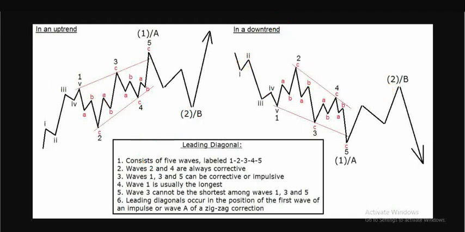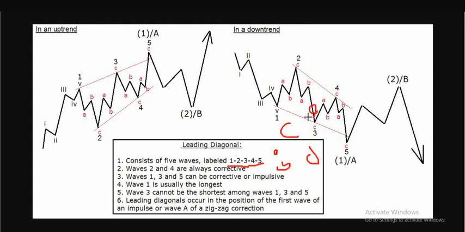Okay, so let me go ahead and explain all this from this leveling. I've made my research on this, and I've come up with these rules and guidelines for the leading diagonal. So number one, a leading diagonal consists of 5 waves, labeled 1, 2, 3, 4, 5. This is an optional labeling, so sometimes some traders may label it as A, B, C, D, E, and it actually fits.